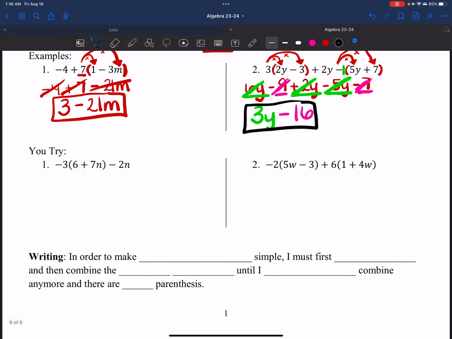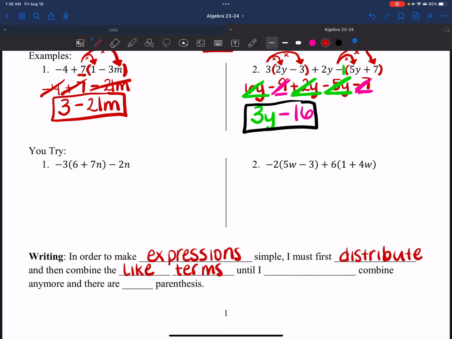Do these 2 you-try questions on your own. I'll give you the answers Monday to make sure that you got them correct, okay? But at the bottom, let's fill this out. In order to make expressions, because that's what we're working with, right? In order to make expressions simple, I must first, remember the first thing we needed to do was distribute, and then combine the, remember, like terms until I can't combine anymore and there are no parentheses.